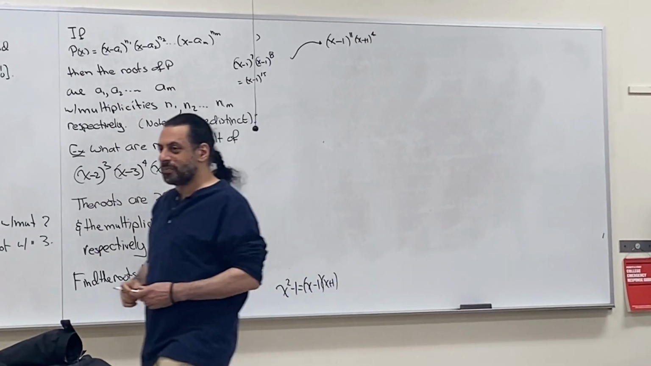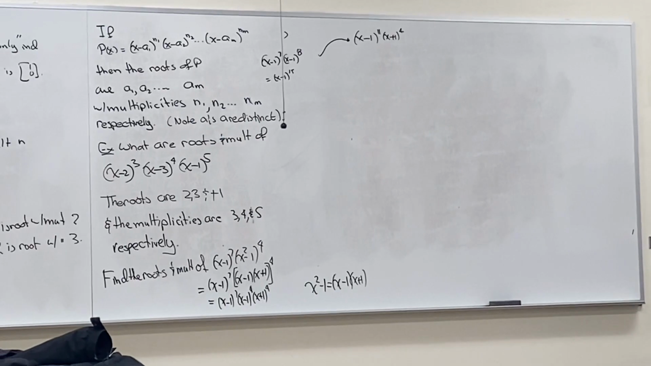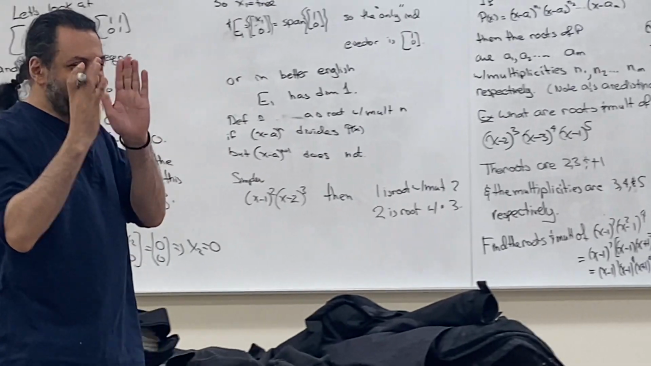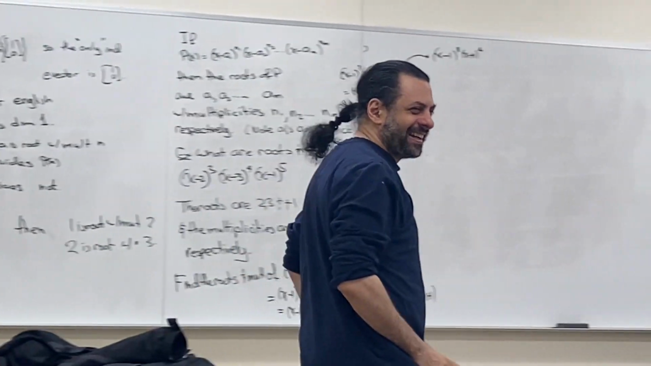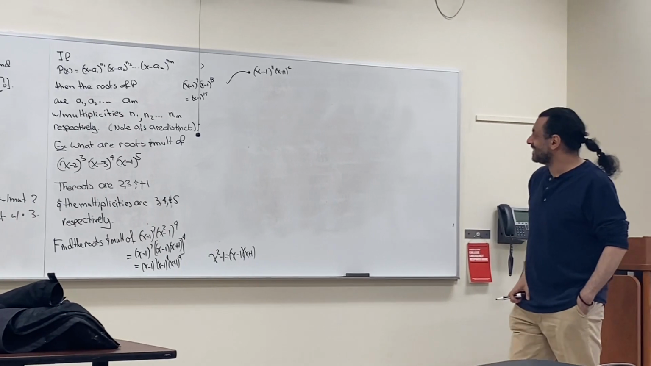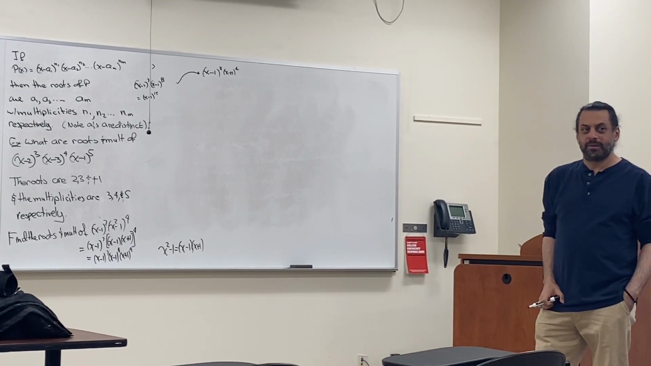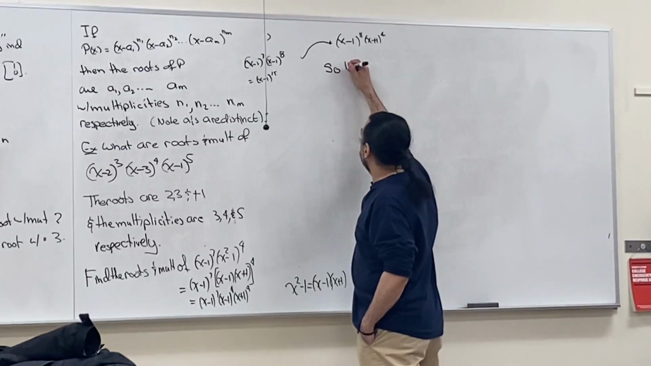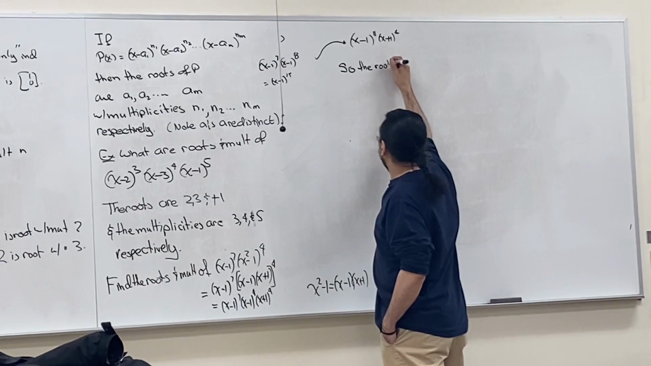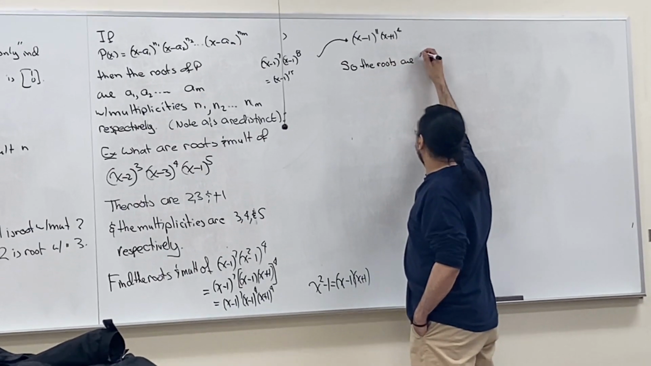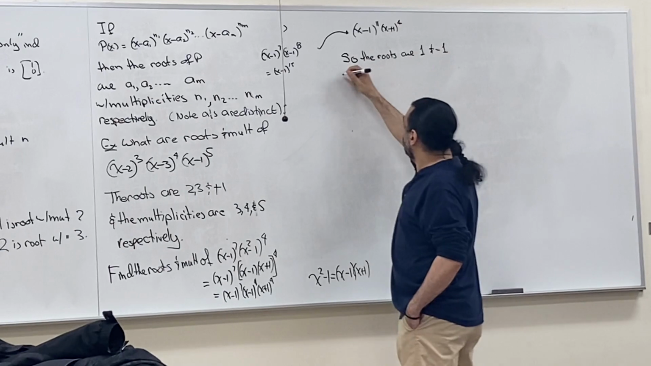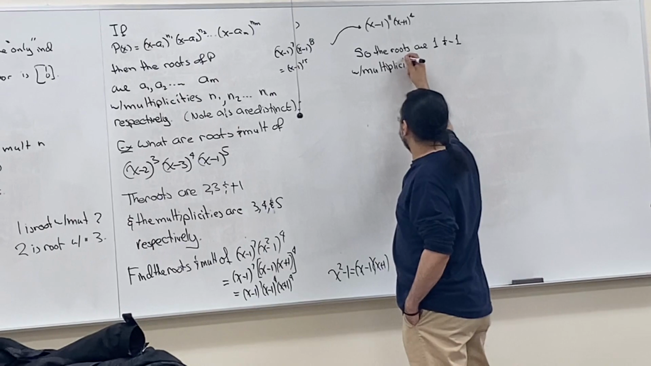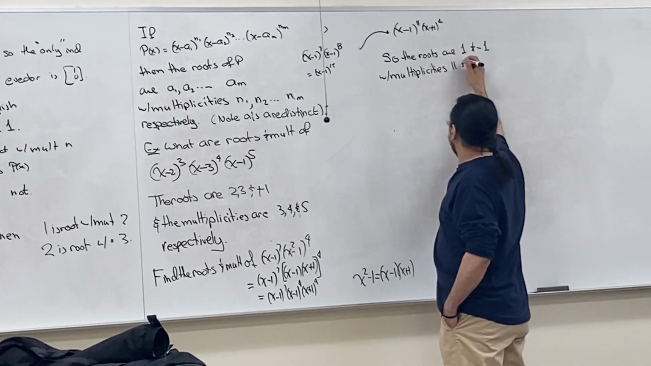So what are the roots and their multiplicities? Sorry, I expected you to go. It's okay. So what are the roots and the multiplicities? The roots are 1 and negative 1, and the multiplicities are 11 and 4, respectively.